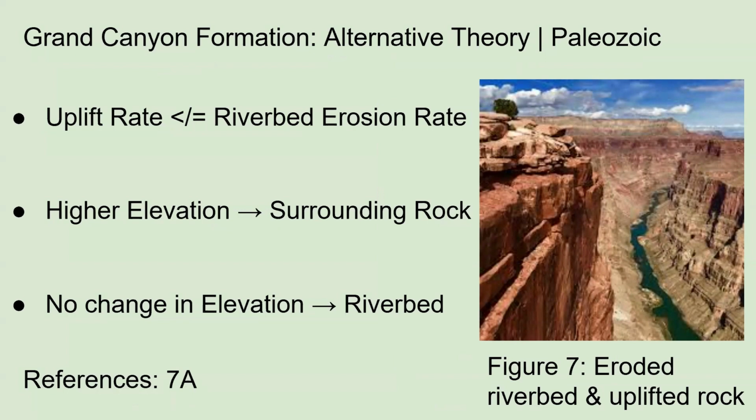Alternatively, geologists such as John Wesley Powell or William Morris Davis theorized that rather than a massive ancient lake spillover causing the river to carve through already uplifted rock layers, the Colorado River pre-existed the Laramide orogeny and was powerful enough to erode the rock it flowed over faster than the rate of uplift, eventually resulting in the formation of the canyon.